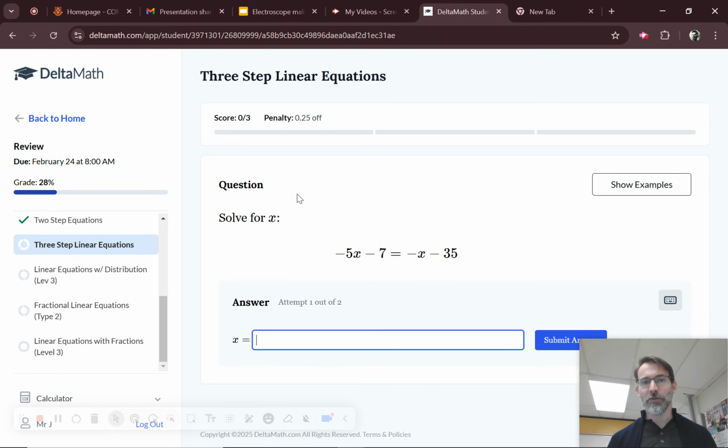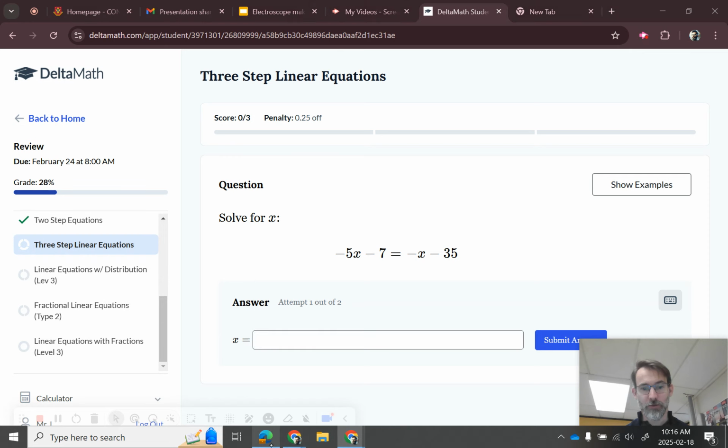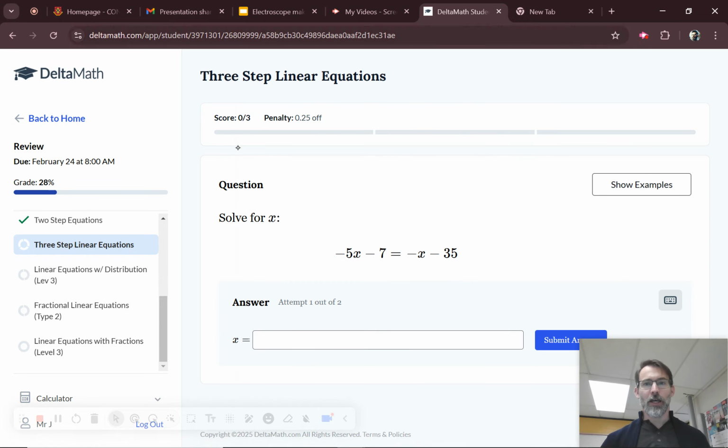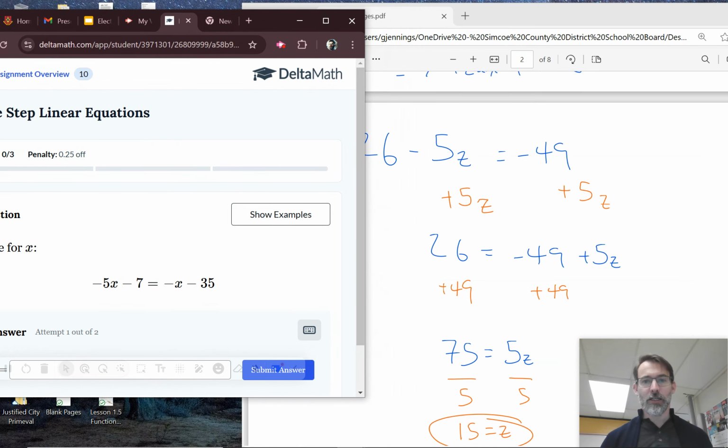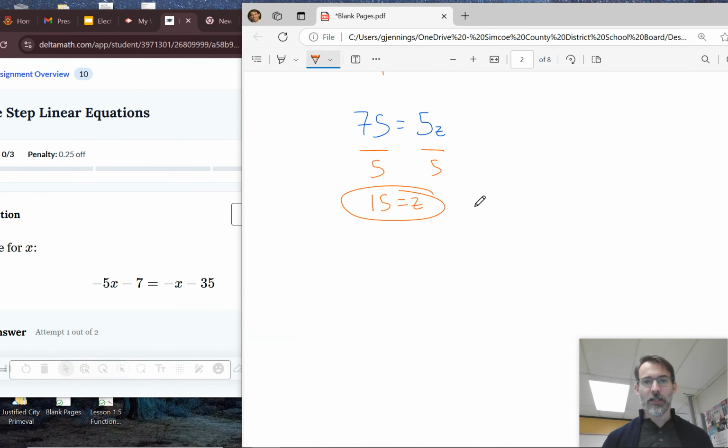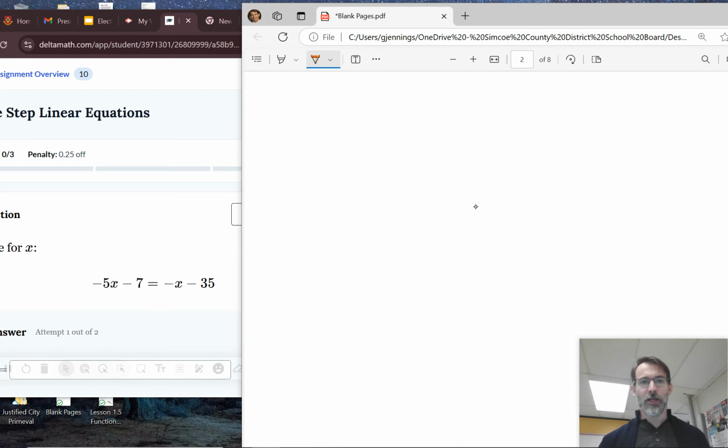So this is the next one, 3-step linear equations. These ones we want to get all the x's to the same side. So I would add 5x to both sides, and then I would add 35 to both sides to get x is 7 here, but I'll show you how you do that. So again, move it over so I can see it. Okay, so we copy it out. Minus 5x minus 7 equals minus x minus 35.